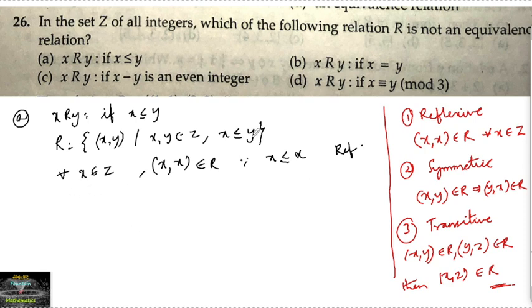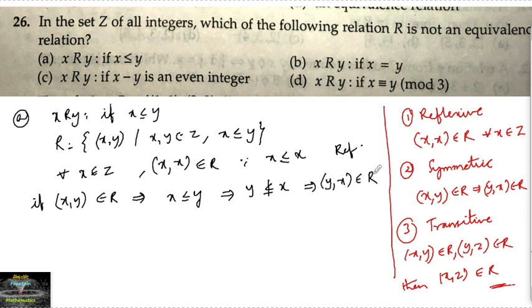And coming to the next one, symmetric. Suppose (x, y) belongs to R, which implies x is less than or equal to y, which implies that y cannot be less than or equal to x. That means (y, x) does not belong to our relation R, and hence we can say this is not symmetric. Hence we can confirm that option A is the right answer. Which of the following is not an equivalence? So option A is not an equivalence.